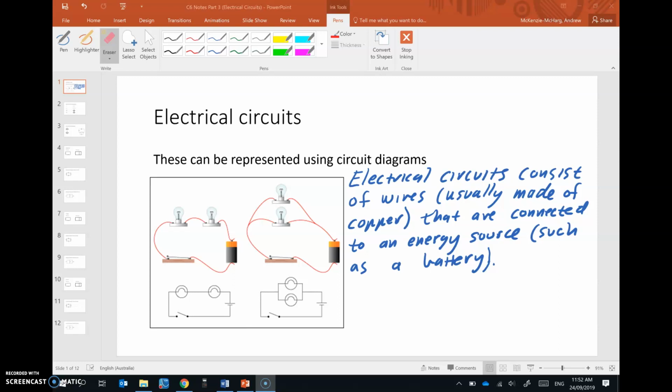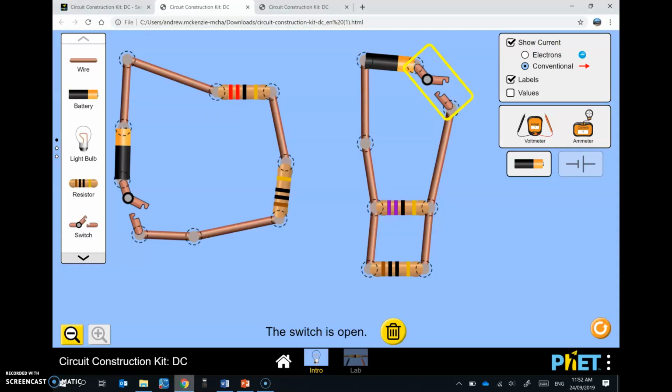So electrical circuits consist of wires which are usually made of copper, and they're connected to an energy source such as a battery. Of course, there are all sorts of different, more modern circuits that don't involve copper, and they have all sorts of different materials, but we're just going to concentrate more on the conventional types of circuits that do involve copper wiring. I've just got a representation of a couple of circuits here. I'm going to close this switch and allow that current to flow and do the same on this one.